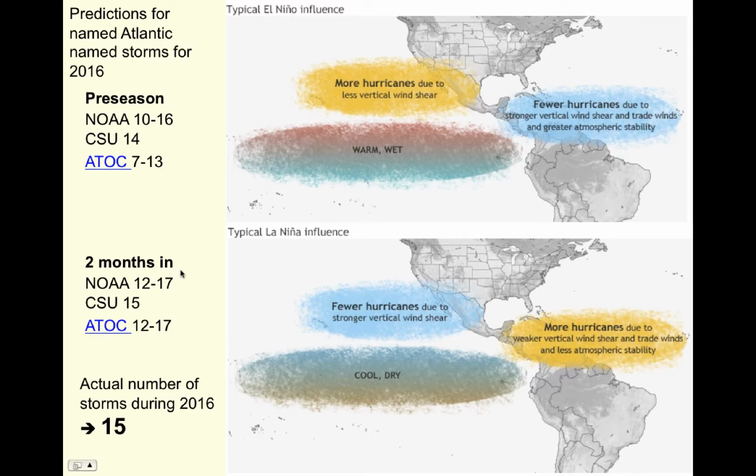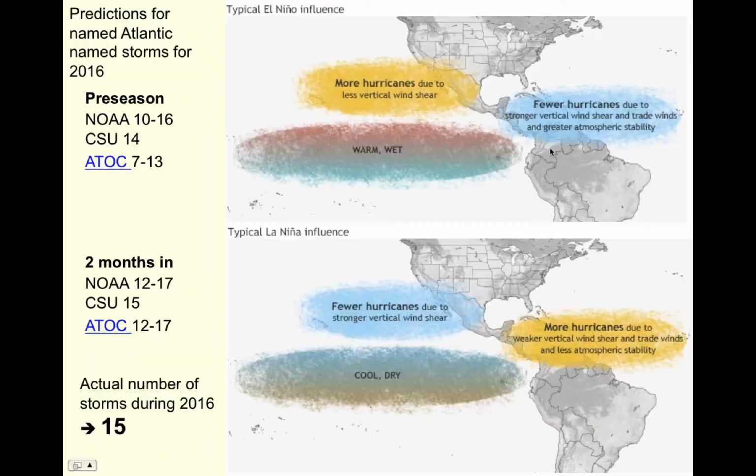Once we were a couple months into the season and patterns changed a bit, they changed their predictions a little bit, with NOAA saying 12 to 17, CSU 15, and ATOC more in line with NOAA now at 12 to 17. The actual number of named storms that happened during this was about 15. So NOAA did a pretty good job early season, as did CSU. Everybody did a pretty good job once we were into the season. And again, this is 2 months into a maybe 6 or 7 month season, so not so bad for a forecast. So we do get a sense of how El Nino and La Nina can influence the amount of hurricane activity in the Atlantic.